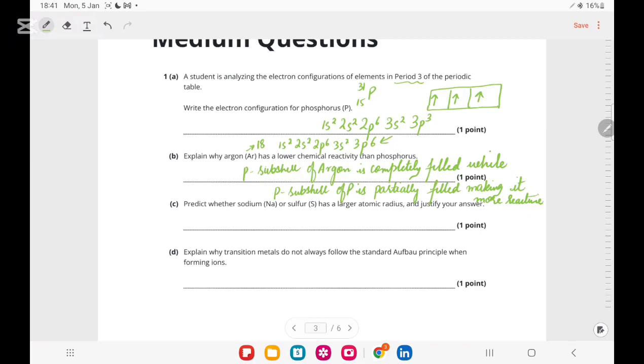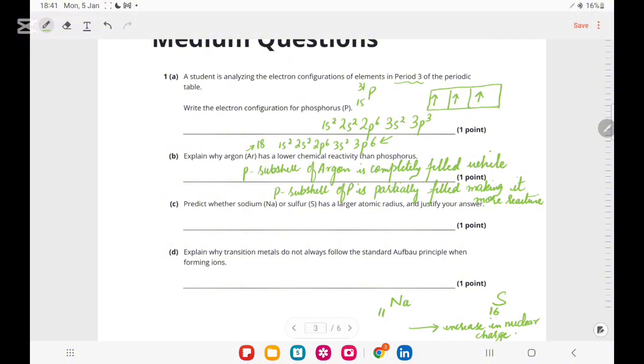Predict whether sodium or sulfur has a larger atomic radius. Sodium is Na 11 and they are basically in the same period. So sulfur is 16. What happens? There is an increase in nuclear charge. You can see it has more protons. So it has an increase in the nuclear charge.